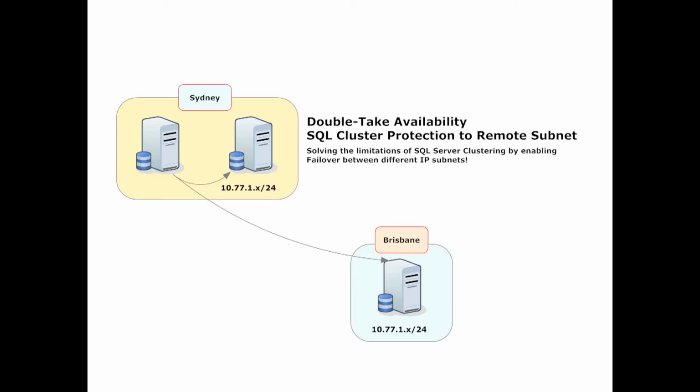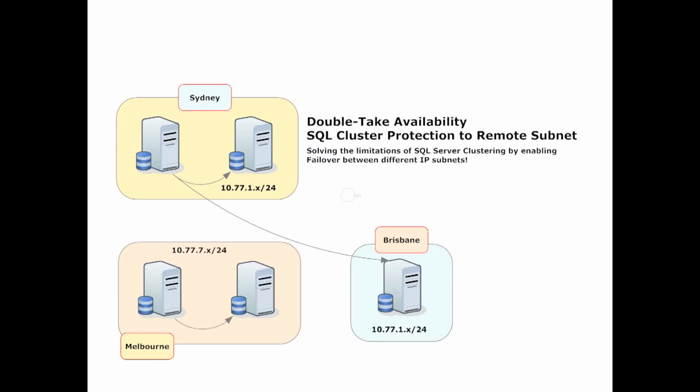The picture on the screen shows the Sydney and Brisbane networks, both using the same IP subnet. Therefore, we could use an extended geocluster between the two sites. The Melbourne site, however, is using a different IP subnet, and so it is not possible to use multi-site clustering to include the Melbourne subnet.